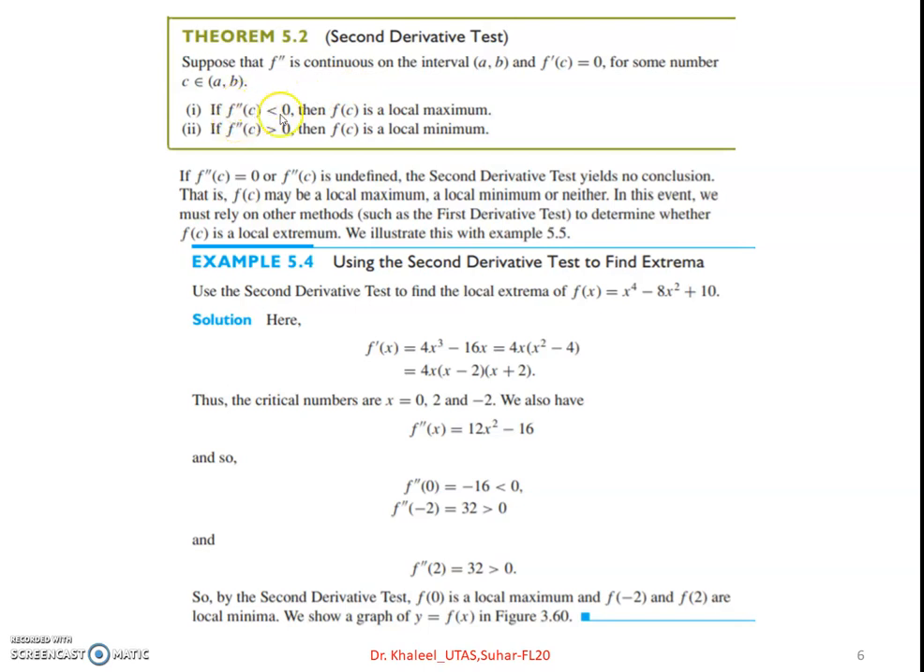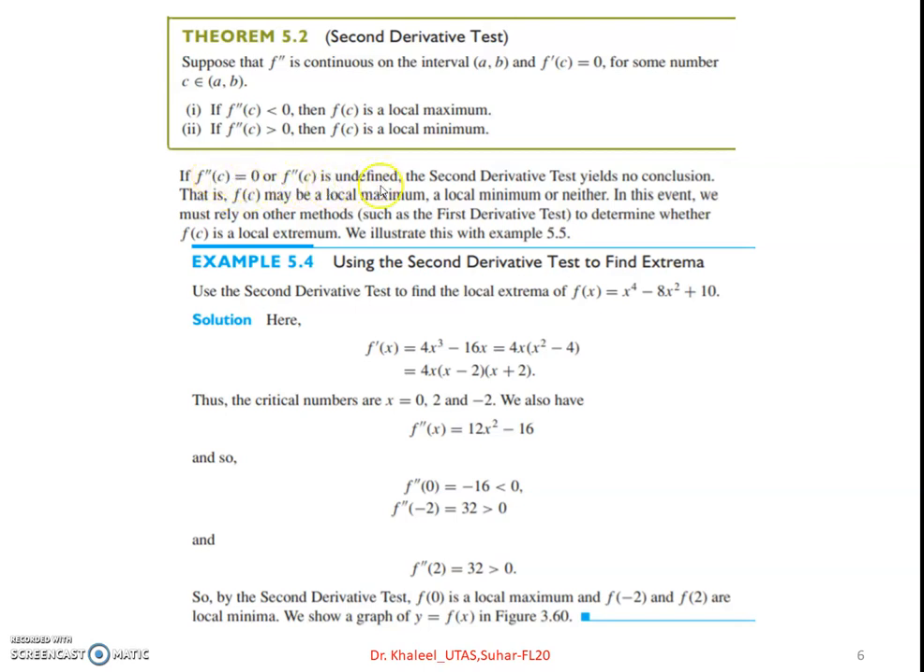If the second derivative is negative, then f(c) is a local maximum. If the second derivative is positive, then f(c) is a local minimum. Note that this c is the critical number, which we find by equating the first derivative to 0 and solving. What happens if f double prime is 0 or f double prime is undefined?